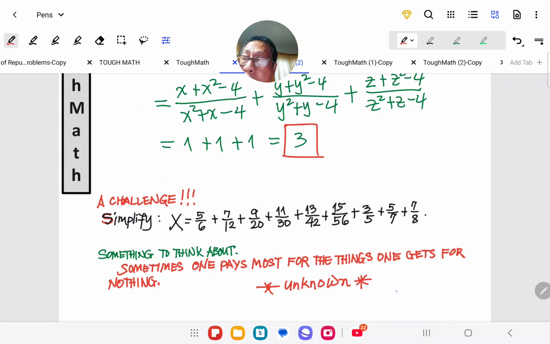Okay, so before we leave, I'm leaving this challenge to you. Simplify x, which is equal to 5 over 6 plus 7 over 12 plus 9 over 20 and so on until the last term, or summand, which is 7 over 8. What is x in simple terms?